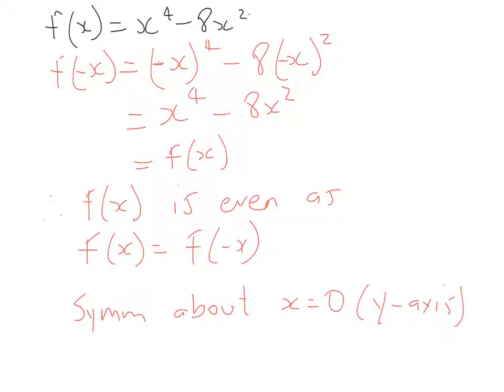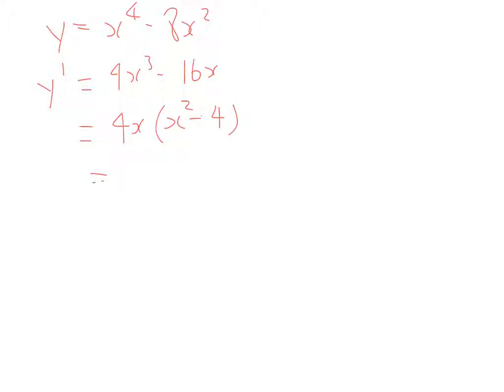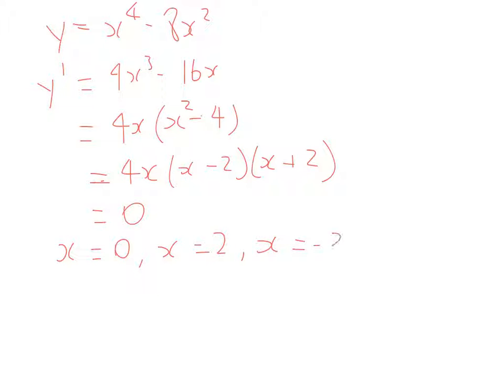Alright, next we've got to find our stationary points. The derivative y dash, or dy/dx, is equal to 4x cubed minus 16x. Factor it again. I'm going to have 4x hanging out the front, and x squared minus 4 in here, which is 4x, x minus 2, x plus 2. Okay, that means I've got 3 values when that equals 0. I've got x equals 0, x equals 2, and x equals minus 2. Now we'd expect that because it's an even function.